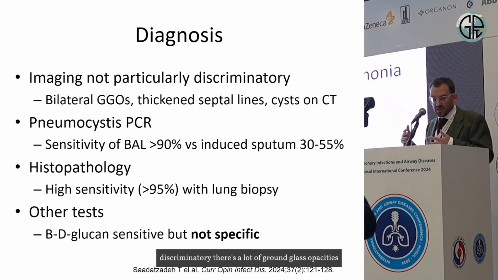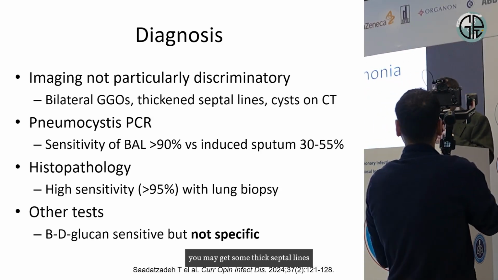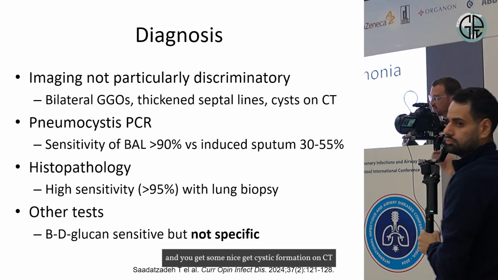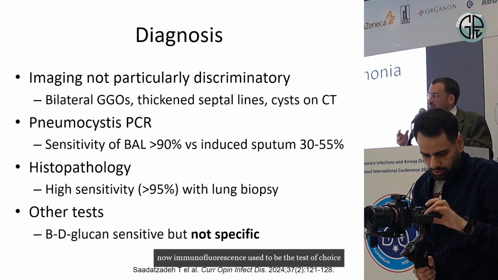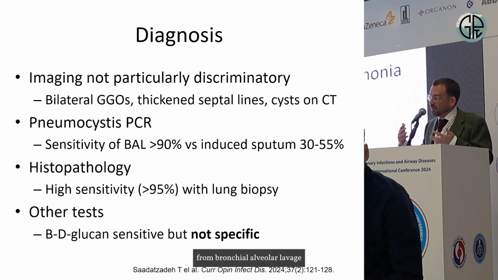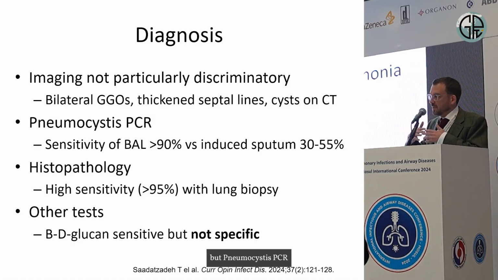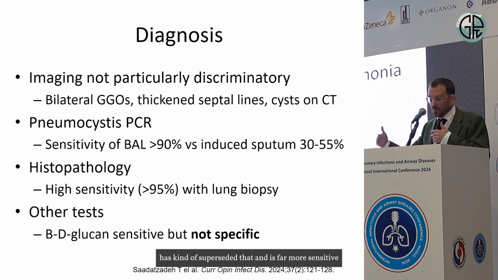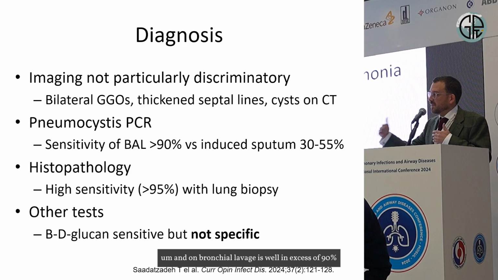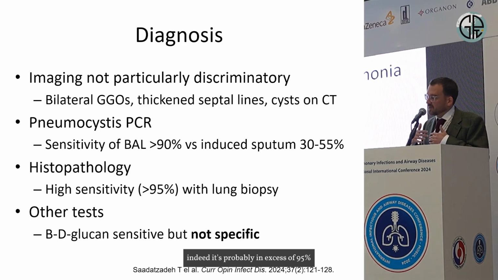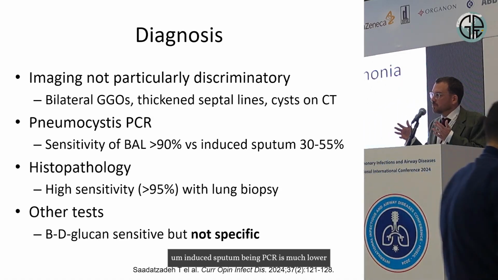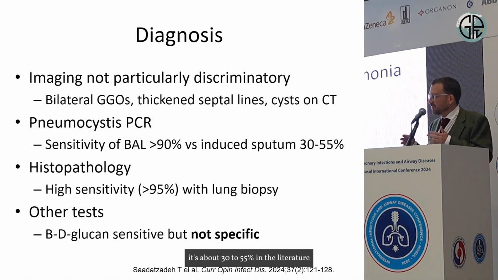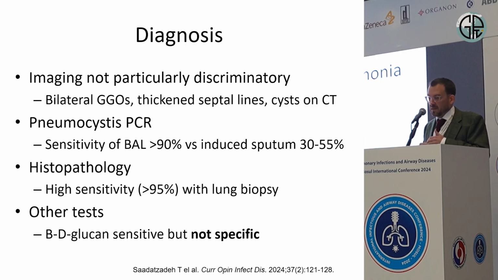The diagnosis is complicated to make, and the imaging is not particularly discriminatory. There are a lot of ground glass opacities. You may get some thickened septal lines, and you sometimes get cystic formation on CT. Now, immunofluorescence used to be the test of choice from bronchial alveolar lavage, but pneumocystis PCR has superseded that and is far more sensitive. On bronchial alveolar lavage it is well in excess of 90%, indeed probably in excess of 95%. Induced sputum PCR is much lower, about 30 to 55% in the literature.